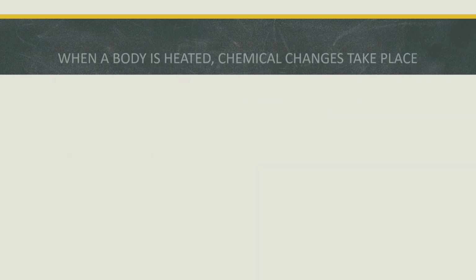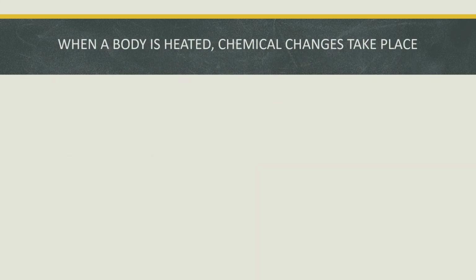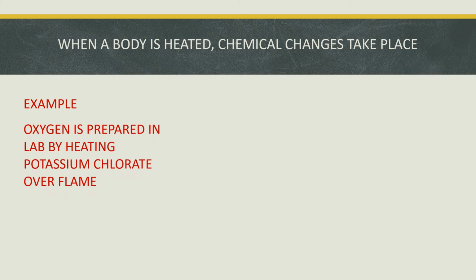Now, when a body is heated, even chemical changes also take place. Example, oxygen is prepared in the lab by heating potassium chloride over a flame. Manganese oxide is a catalyst in this reaction. Catalysts are the chemicals that increase or decrease the speed of a chemical reaction.